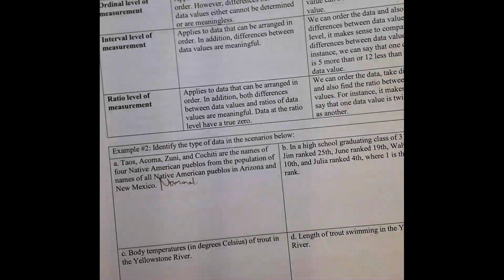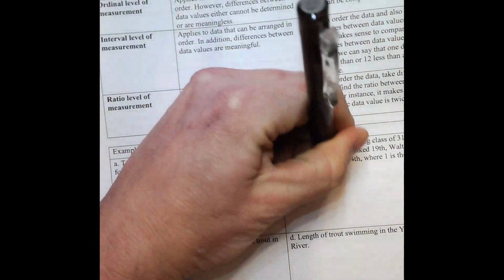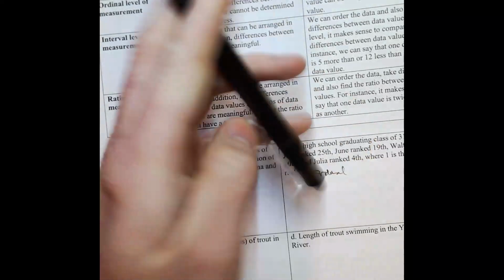All right, in a high school graduating class of 319 students, Jim ranked 25th, June ranked 19th, Walter ranked 10th, and Julia ranked 1st, where one is the highest rank. This is called an ordinal level of measurement.